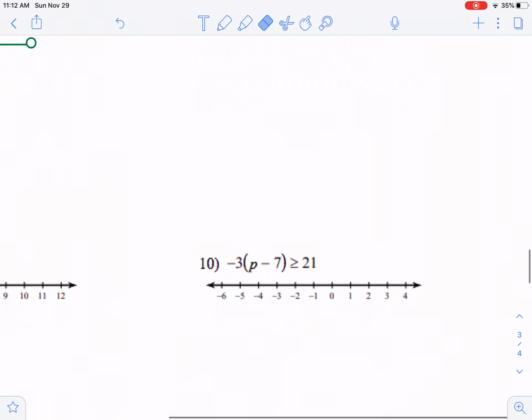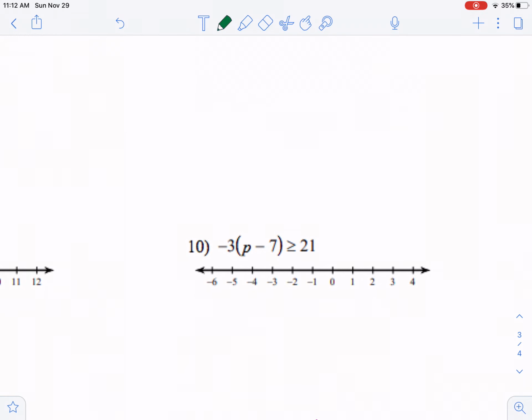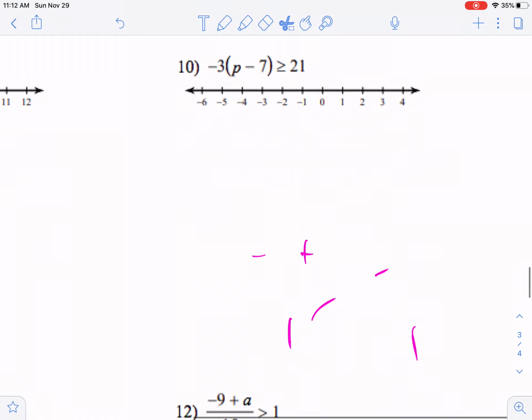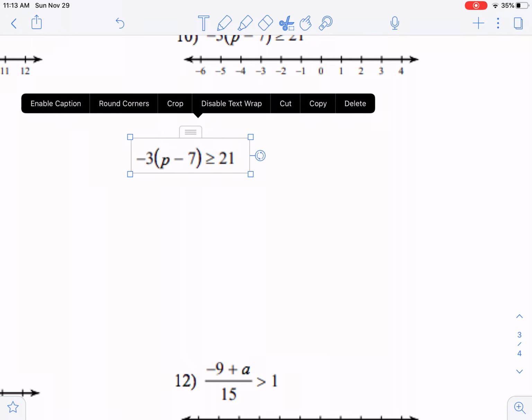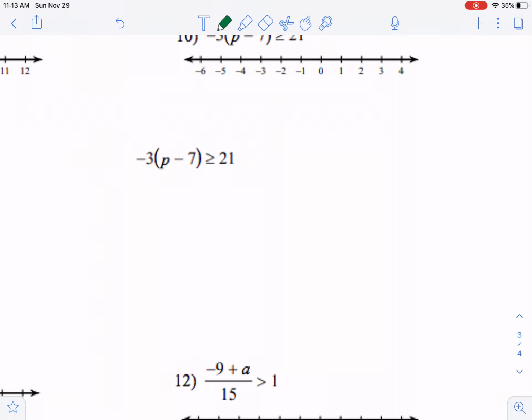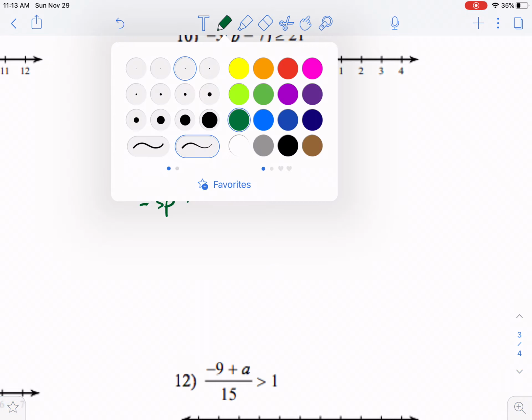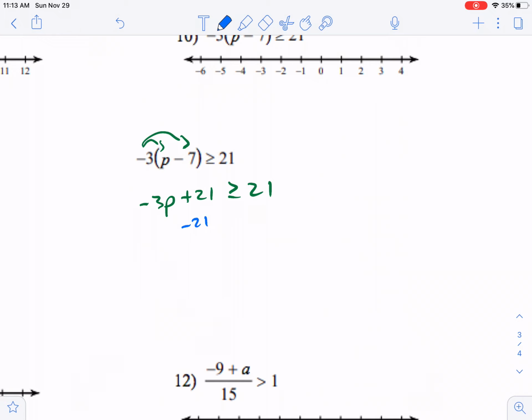Let's do this one over here. I'm going to cut and paste. Make my life easy. Oh, look at all this junk over here. Here we go. So let's distribute. So we've got negative 3p plus 21 is greater than or equal to 21. Interesting. All right, subtract 21. Subtract 21, and you get negative 3p is greater than or equal to 0.